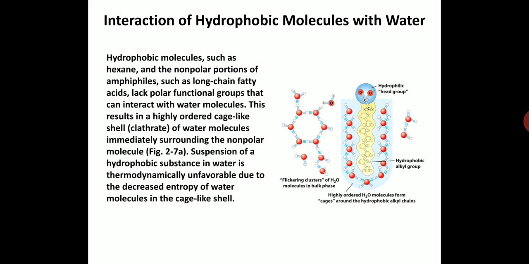Interactions of hydrophobic molecules with water. Hydrophobic molecules such as hexane and the non-polar portions of amphiphiles such as long chain fatty acids lack polar functional groups that can interact with water molecules. This results in a highly ordered cage-like shell, that is a clathrate, of water molecules immediately surrounding the non-polar molecules, as we can see in the diagram. Suspension of a hydrophobic substance in water is thermodynamically unfavorable due to the decreased entropy of water molecules in the cage-like shell.